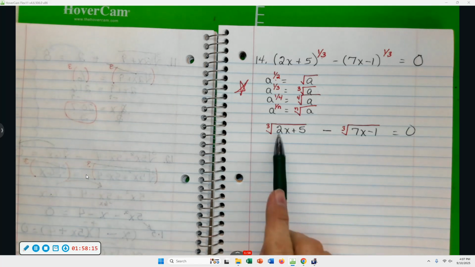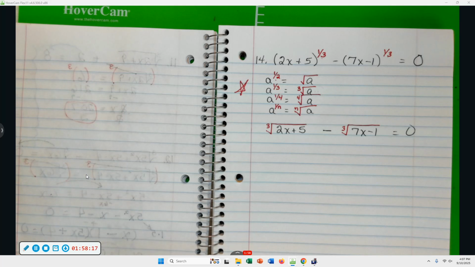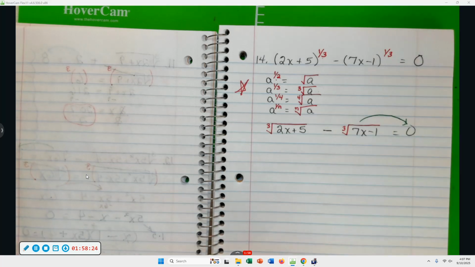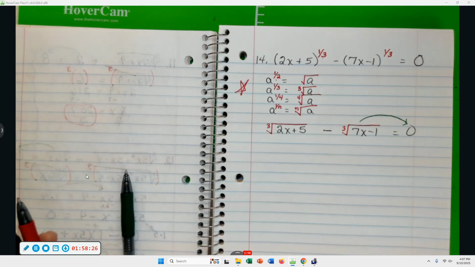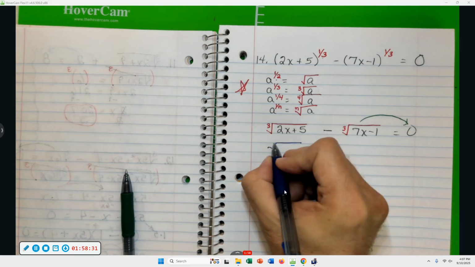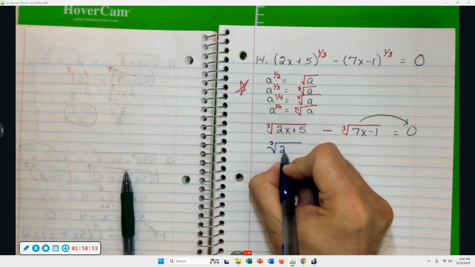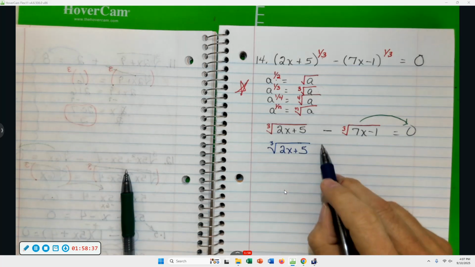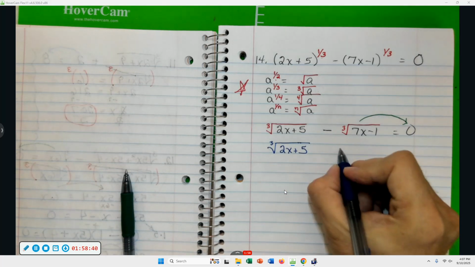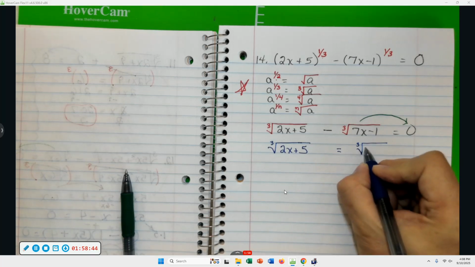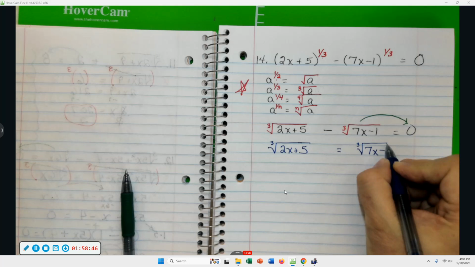Before you raise both sides to a power, you must first isolate a radical. Moving that second radical is the smart thing to do, because when you do that, what's going to happen to this minus? It becomes a positive. So we have the cube root of 2x plus 5. I'm moving that over, so it'll just be equals cube root of 7x minus 1.